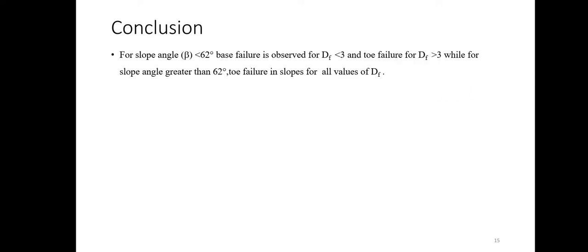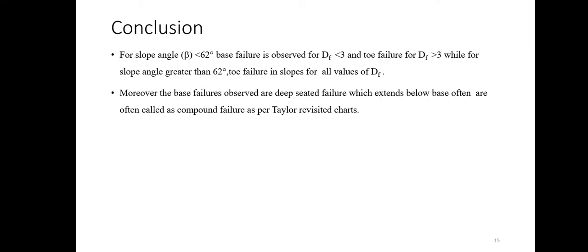After carrying out our study, it was concluded that slope angles beta less than 62 degrees gave base failure, observed for DF value less than 3, and for DF greater than 3 toe failure was observed, while for slope angle greater than 62 degrees toe failure occurs in slopes for all values of DF. Moreover, the base failures observed are deep-seated, extending below the base, and are often called compound failure as per the Taylor revisited charts.